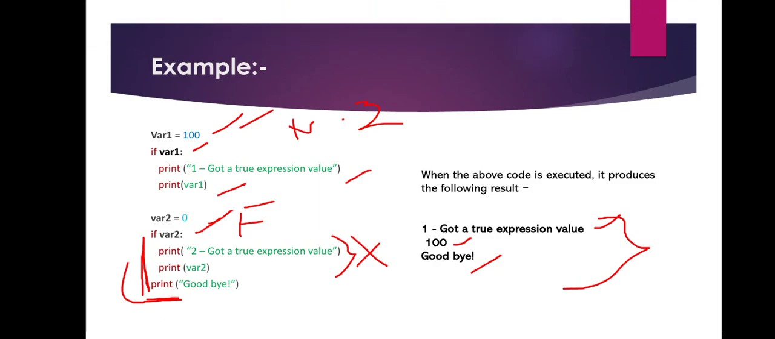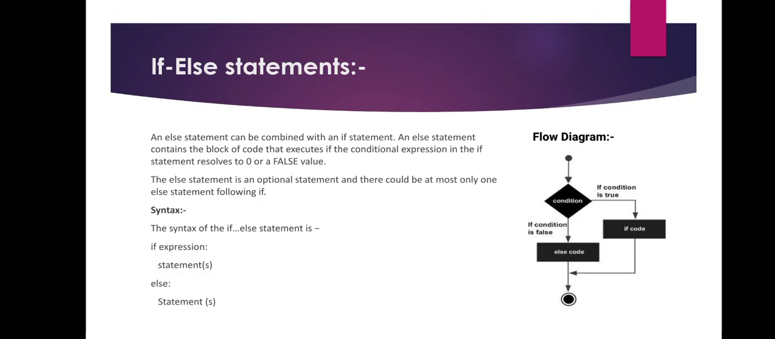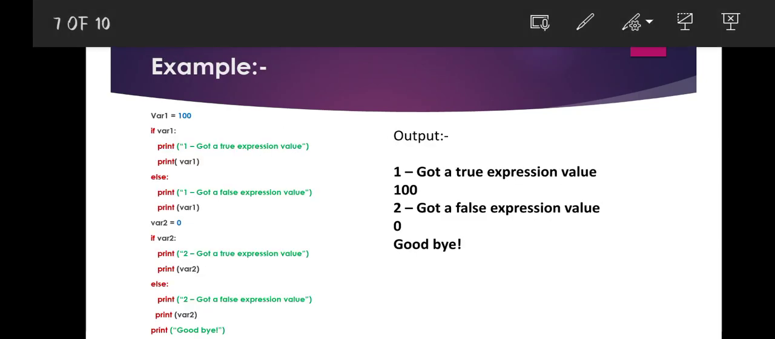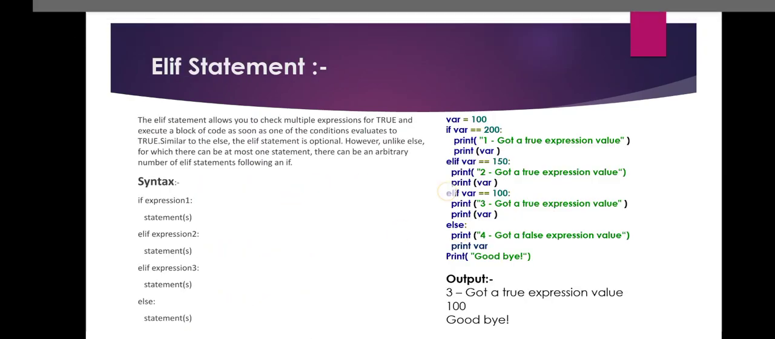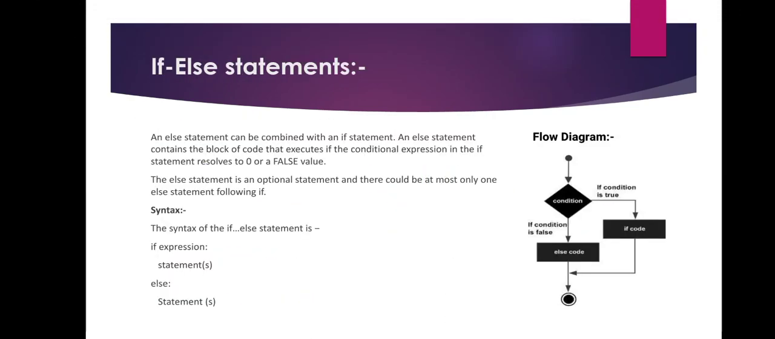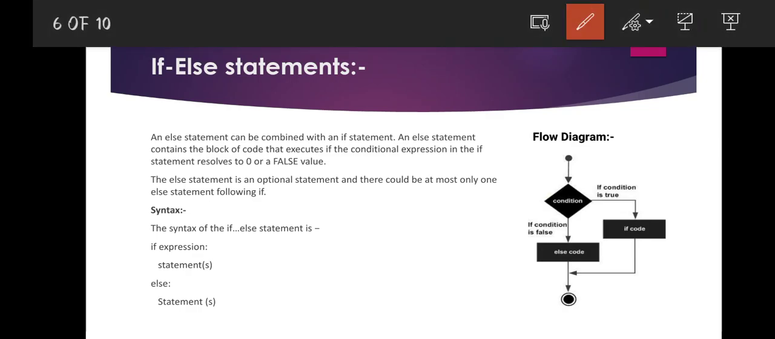And now we'll see another one, if else statements. So here the second type is if else statements, and in every programming language we have if else statements. An if statement can be combined with an else statement. Why are we writing if else statements? If the condition is true, it will execute the if statement. Otherwise, else, if the condition is false, it will execute the else statement.